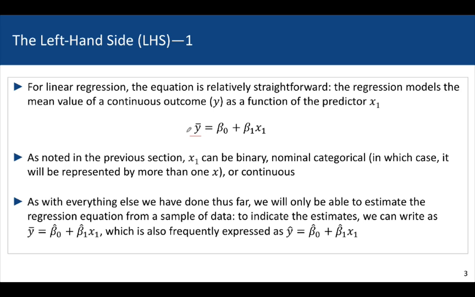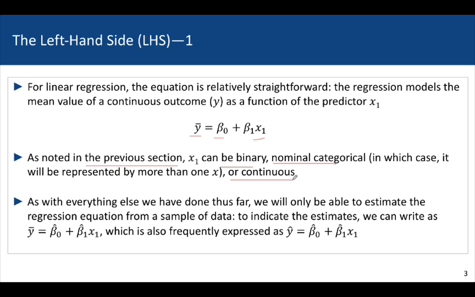We'll represent that here with y bar, the bar over it like we did representing estimated means in the first term, is a linear function of our predictor x1, so we have an intercept plus a slope times the value of x1. So as noted in the previous section, x1, our predictor, can be binary, nominal categorical, in which case it will be represented by more than one x, or continuous, and we'll take on those latter two situations in the next two lecture sections.